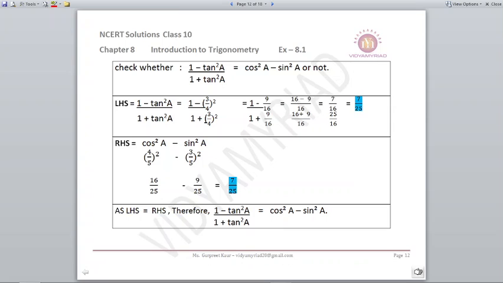Let us find out the right hand side now. That is cos square A minus sin square A. Cos A value is 4 upon 5. Sin A value is 3 upon 5. We have to square them. So it becomes 16 upon 25 minus 9 upon 25. So your answer comes out to be 7 upon 25. Now you see that your left hand side is equal to right hand side. Therefore we can say that 1 minus tan square A upon 1 plus tan square A is equal to cos square A minus sin square A.